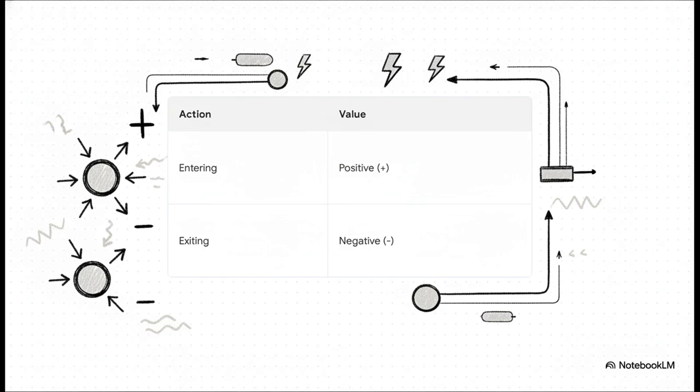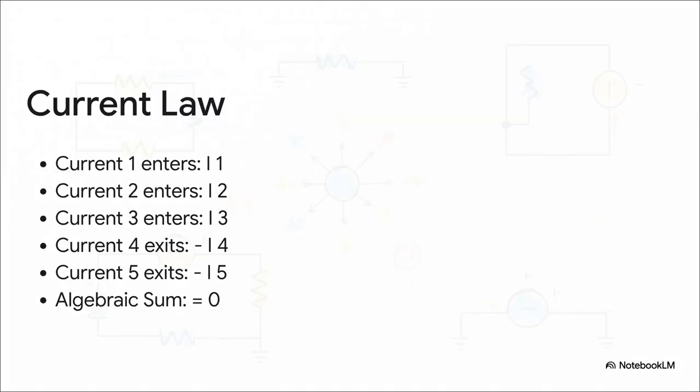Now, to keep track of all this electrical traffic without totally losing our minds, physicists use a really straightforward standard sign convention. It's super simple. Any current entering the node gets a positive value. Any current exiting the node gets a negative value. And this brilliantly illustrates how those conventions actually play out in practice. Imagine you've got a node with 5 different wires connected to it. Currents 1, 2, and 3 are entering, so boom, they're written as positive I1, I2, and I3. Currents 4 and 5 are exiting, so they get written as negative I4 and negative I5. Because of the conservation of charge we just talked about, the math of this first law dictates that the algebraic sum, so I1 plus I2 plus I3 minus I4 minus I5, must perfectly balance out to equal 0.